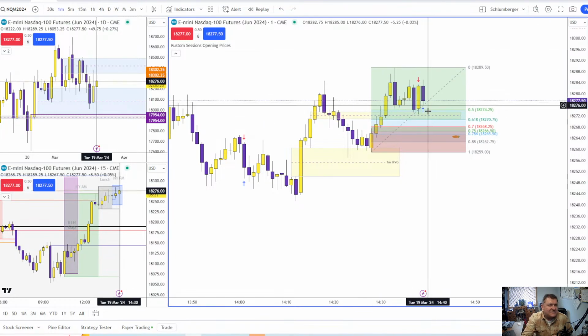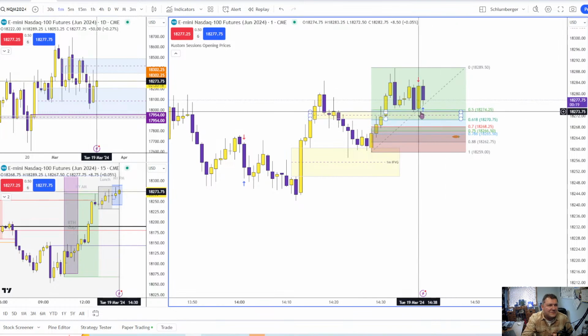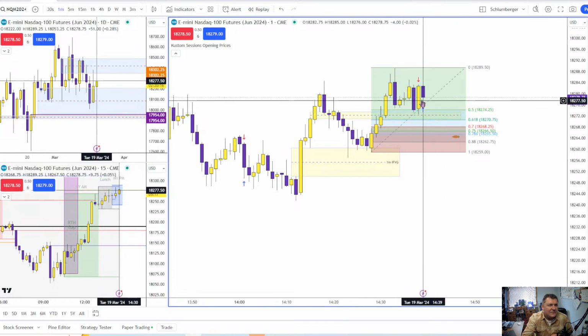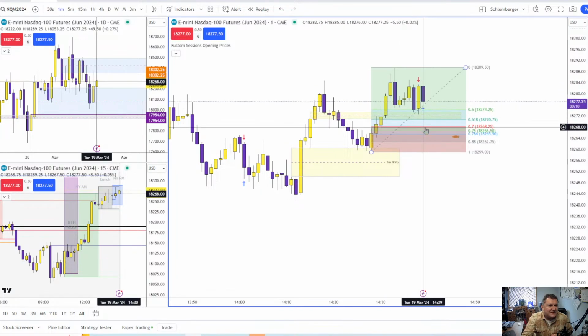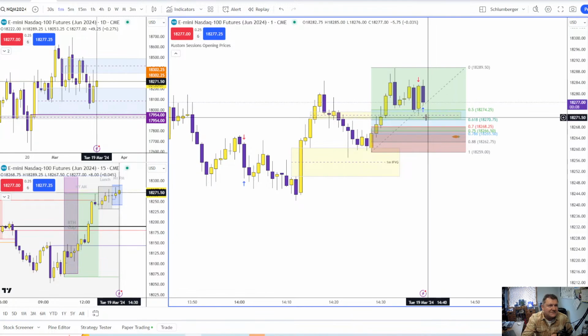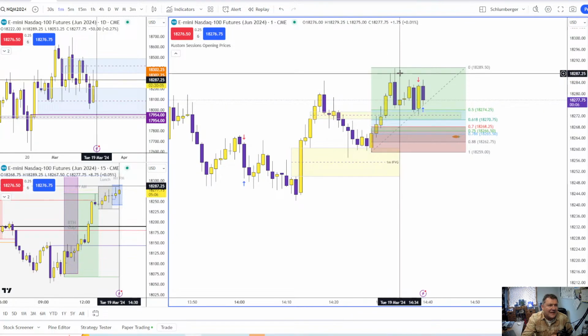And if you're still in this, good. Keep practicing. Wait for your 50%. Take a piece off right there. Move to break even. And if it goes to 62%, slam it up to 50. If it makes it to 70, move to 62. Protect your back end real quick.